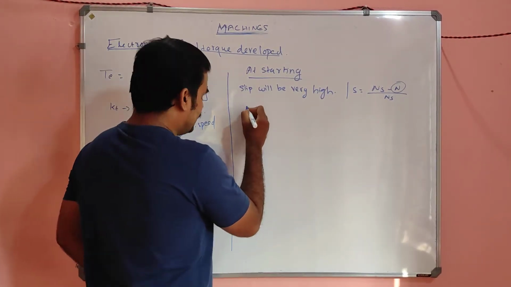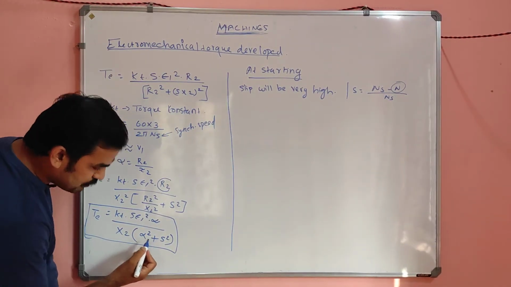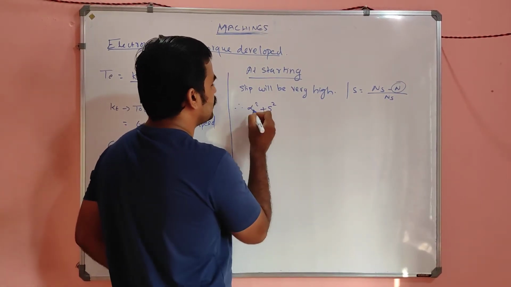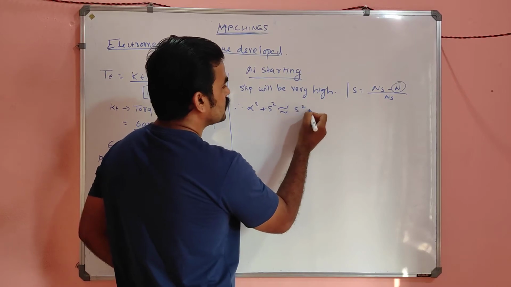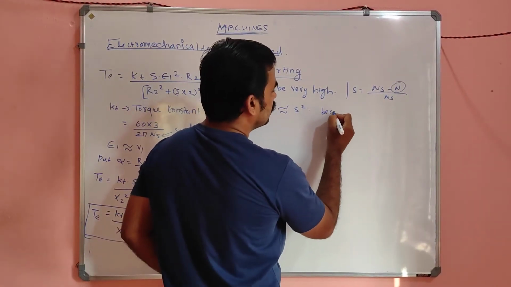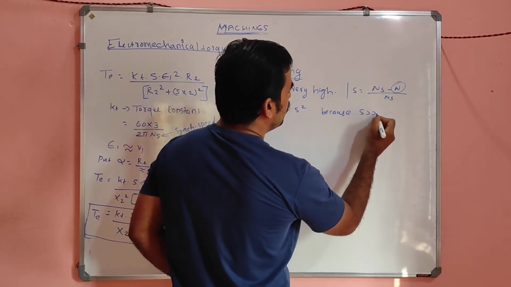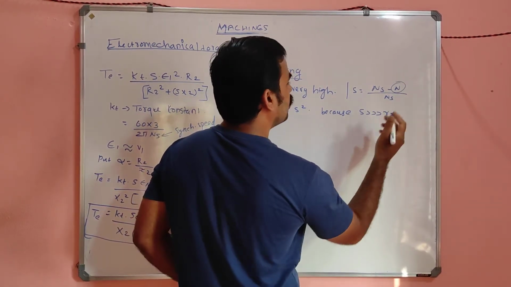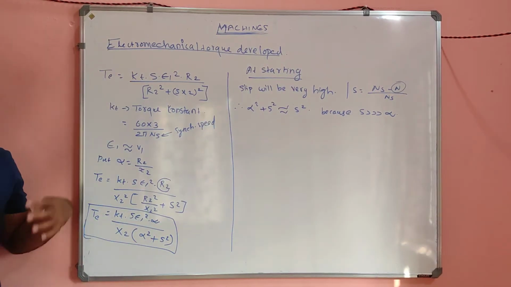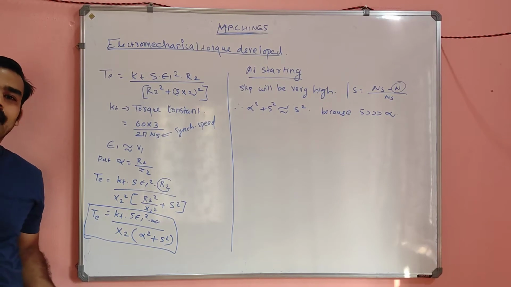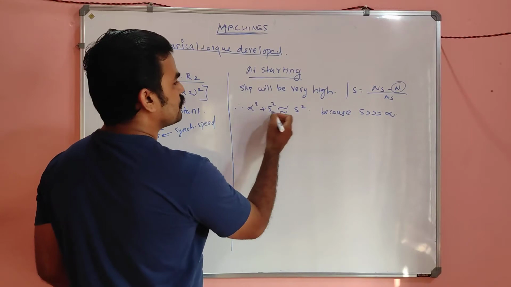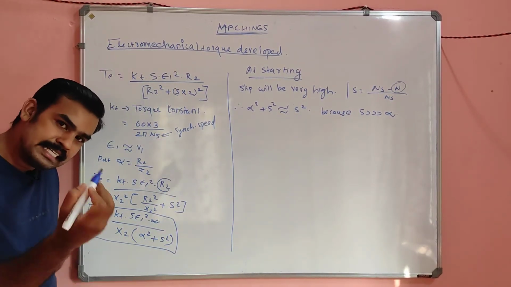So look at the denominator term, alpha square plus s square. Alpha square plus s square is nearly equal to s square only, because s is very high compared to alpha, which is R2 by X2. At the initial stage s will be very high compared to alpha. So this alpha square plus s square is nearly equal to what, my dears? S square only.